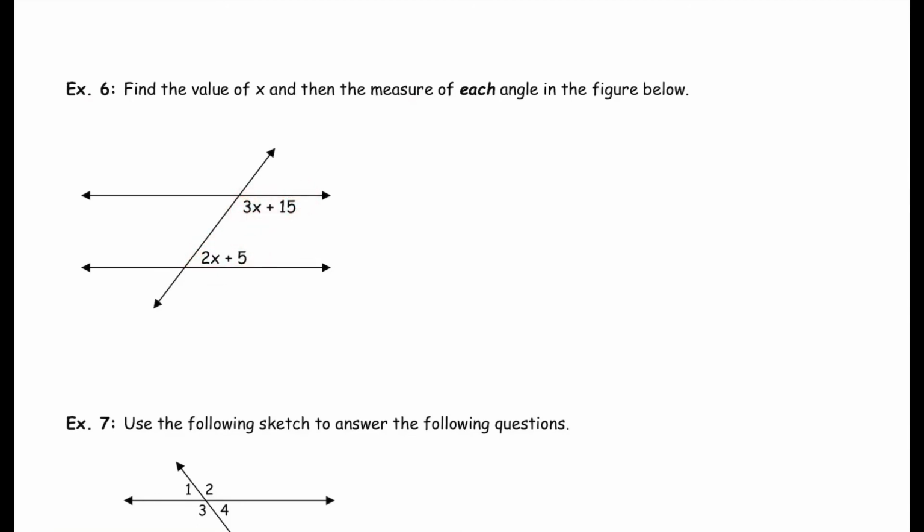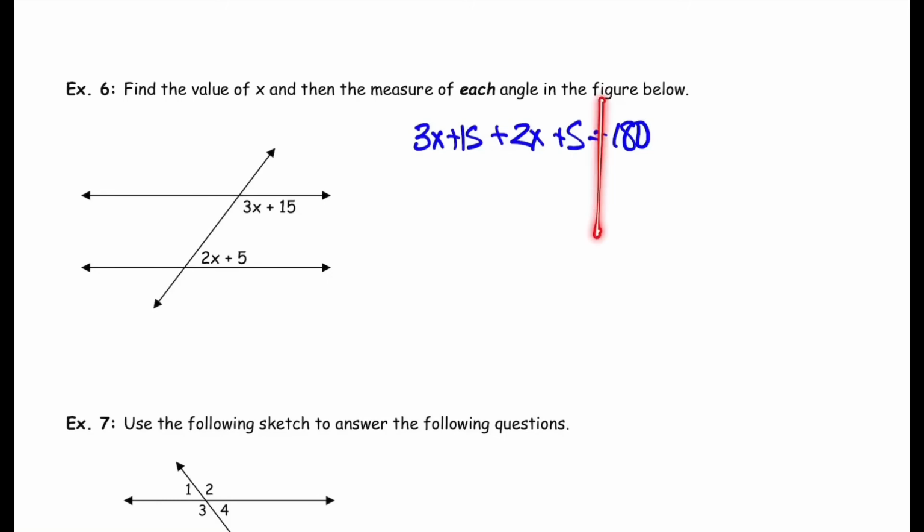So what we have to do is look at the shape. This is the angle 2x plus 5. That's acute. Here's the angle 3x plus 15. That's obtuse. Look at the shape of those two angles I highlighted. They're not the same. So what that means is I have to add these two together and set it equal to 180 degrees. Okay, so 3x plus 15 plus 2x plus 5 equals 180.